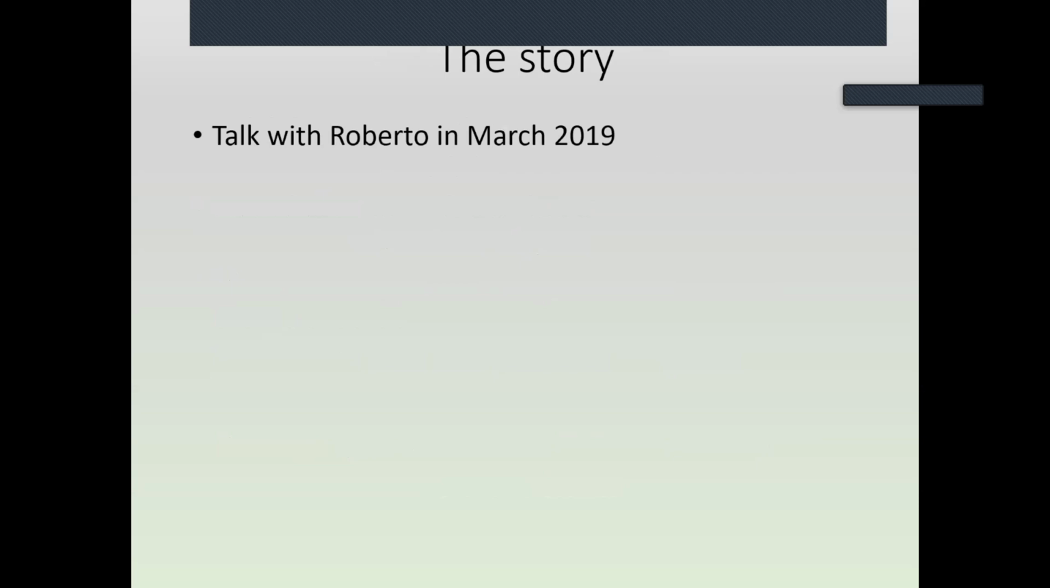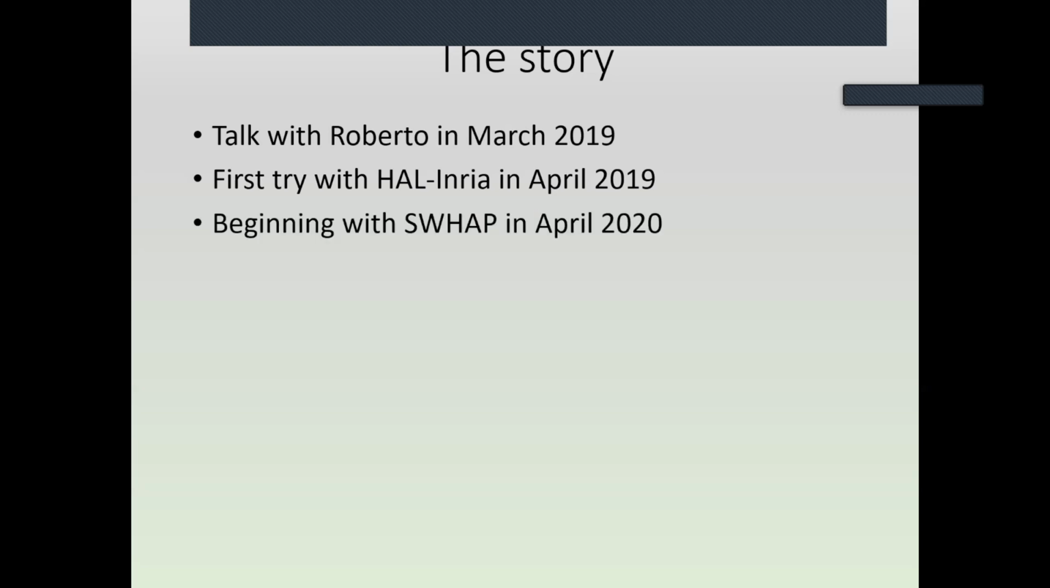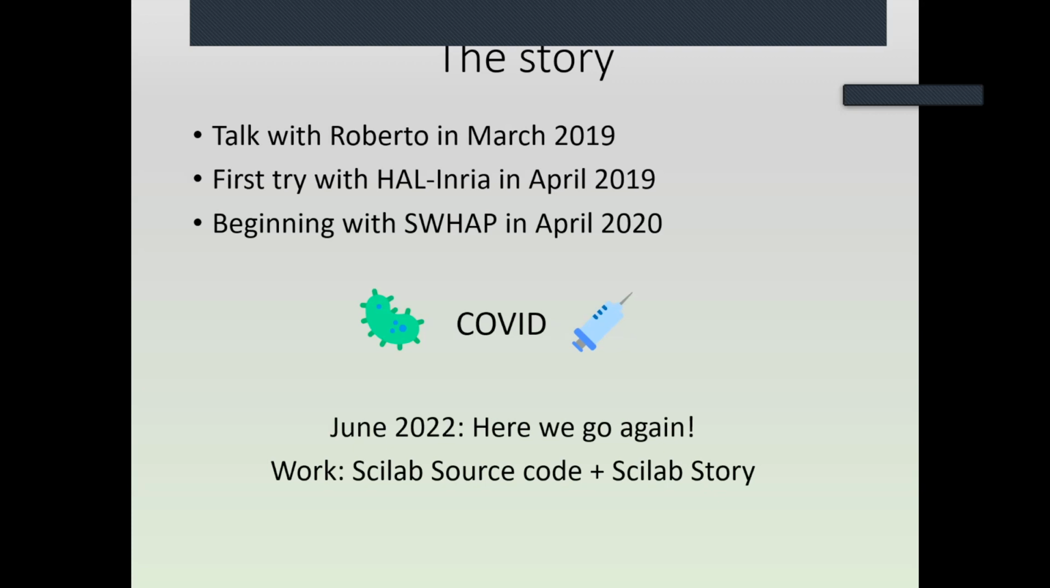I talked to Roberto in March, and we first tried to put it in a thing called, we say in English, HAL Inria, but it is made mainly for papers. And Scilab is not a paper, it is 48 versions. So it doesn't fit HAL Inria. So we began with SWHAP in April 2020, okay? And then COVID. So everything stopped. And we began in June, last June.